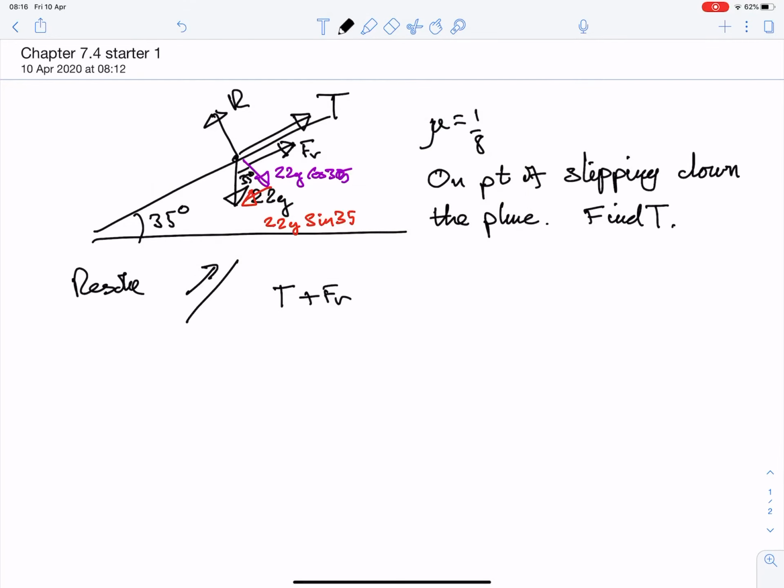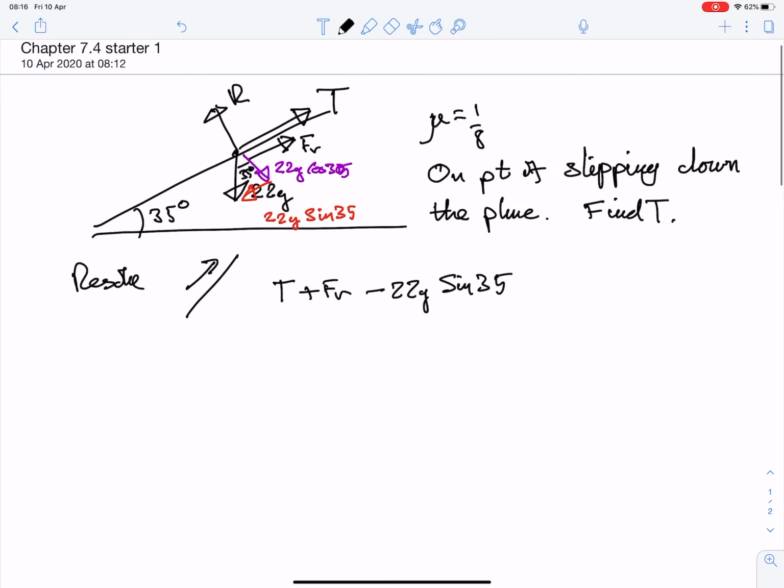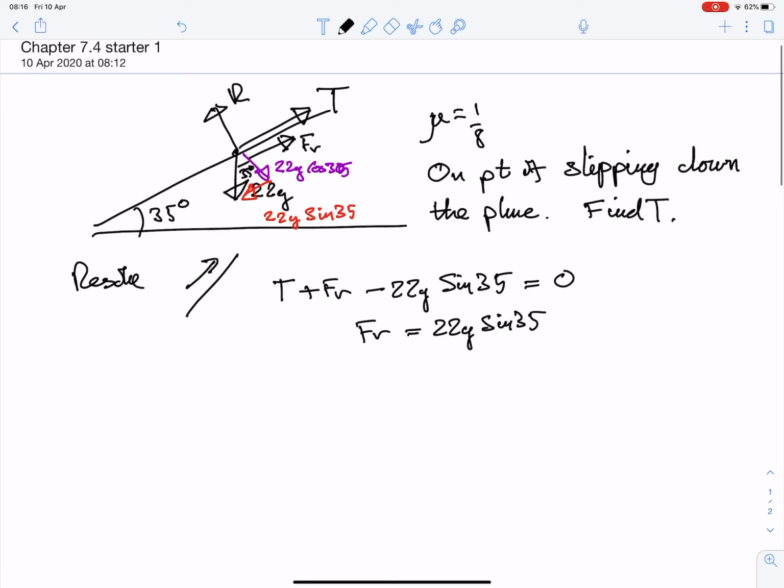Okay, so T plus the friction minus 22g sine of 35 is equal to 0. So friction is equal to 22g sine 35, and we're asked to find T, minus T. And then what else have we got?